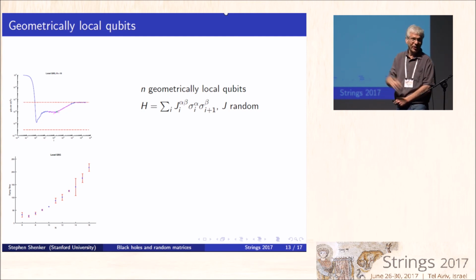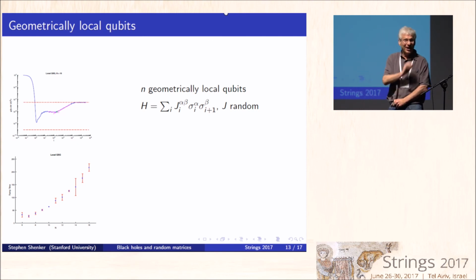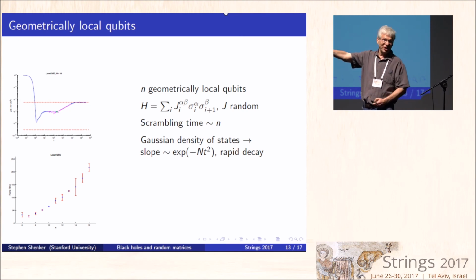This model is a scrambling model. It's chaotic. It will have random matrix kind of statistics. But the scrambling time will be n, not log n. Things have to propagate all the way along the chain. n is easier to detect than log n. That's what I just said. Further, this model doesn't have a zero temperature entropy.